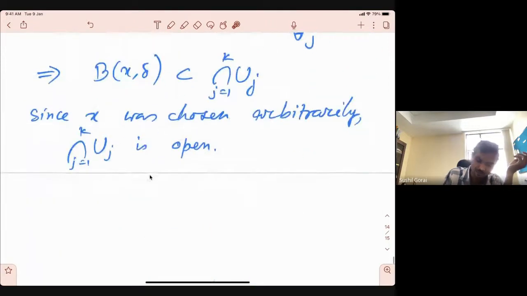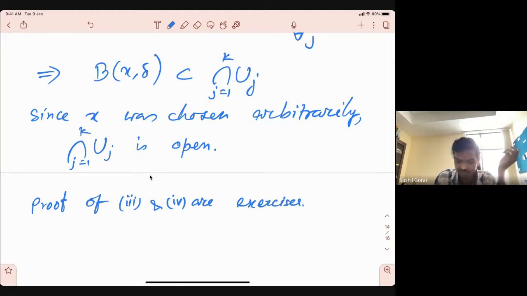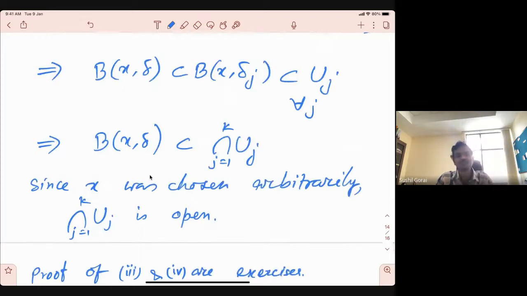Okay. So the proof of 3 and 4 are exercises. You use set theory to get into the situations in 1 and 2, and that's where you get it. Okay.